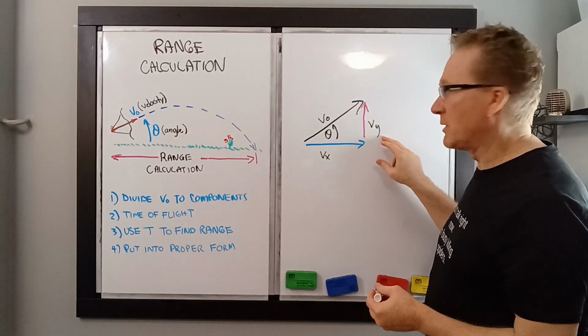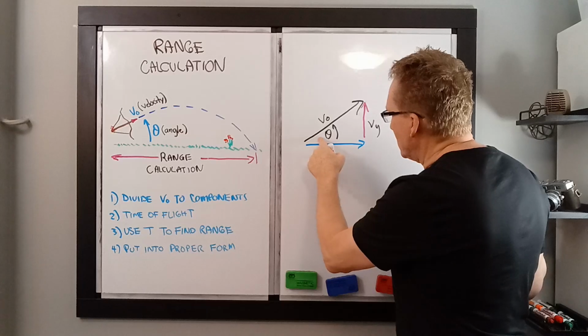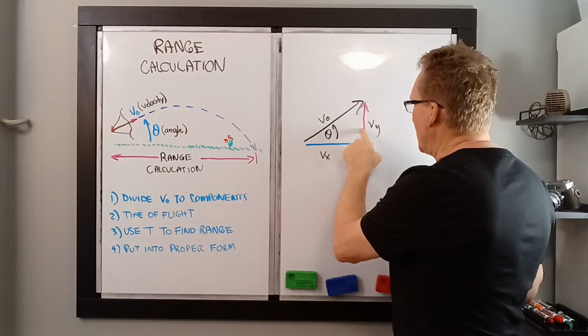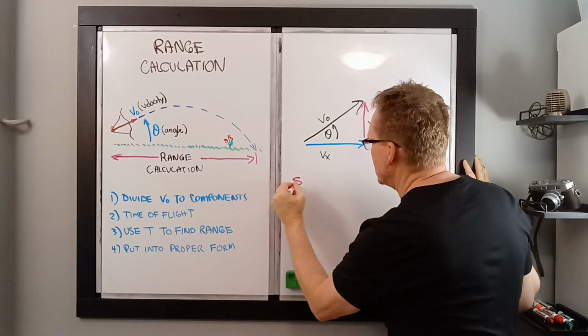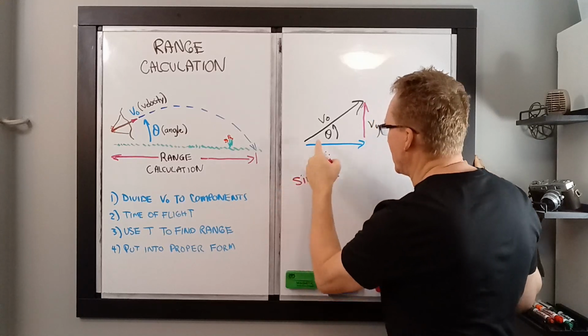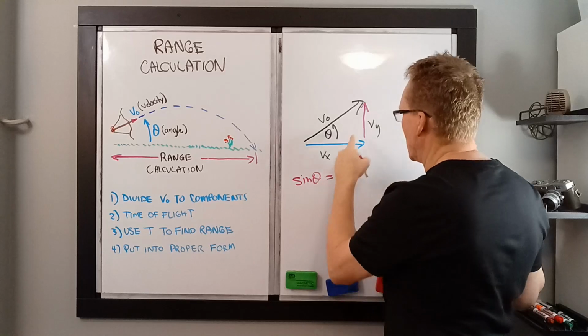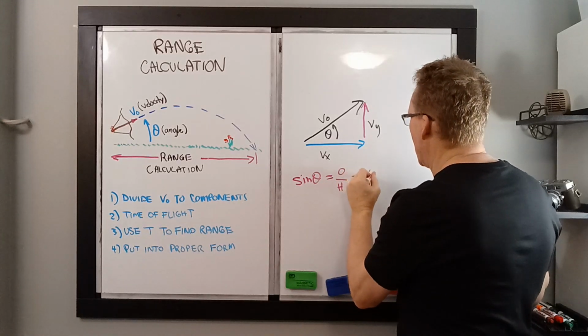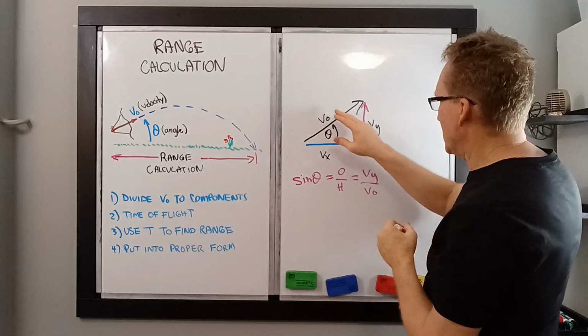Let me start with the pink one here, which is vy. If you notice, this angle here, angle theta, would have an opposite and a hypotenuse. And if you remember from your definitions, the sine of the angle theta is the opposite over hypotenuse. Opposite being vy, and v naught or v0 is the hypotenuse here.